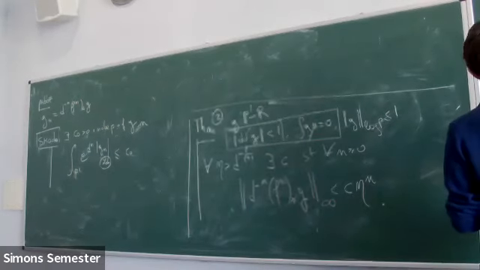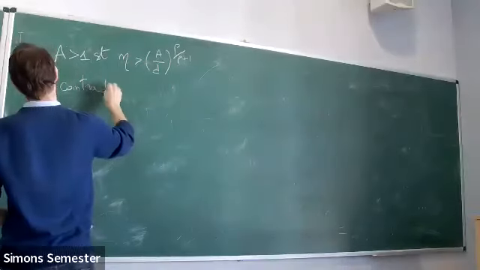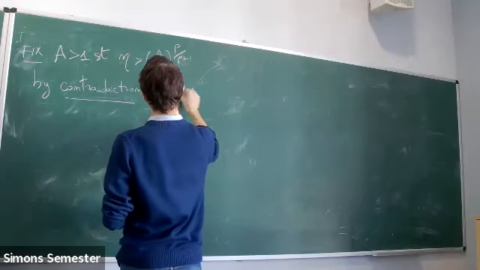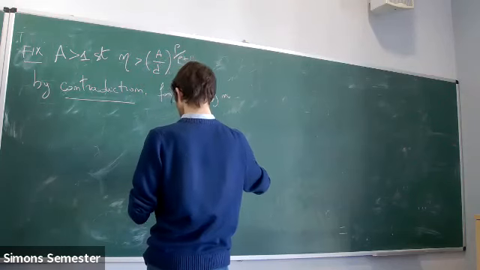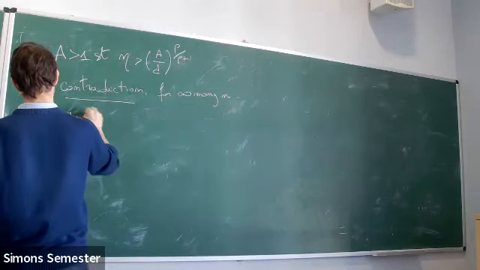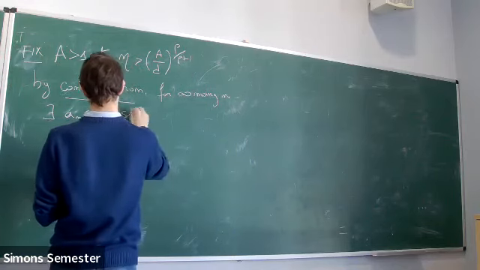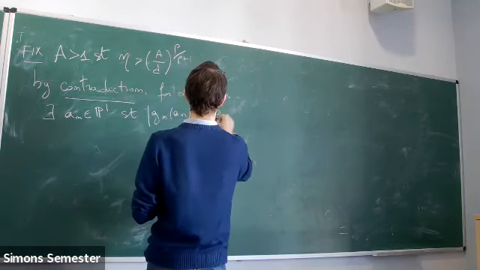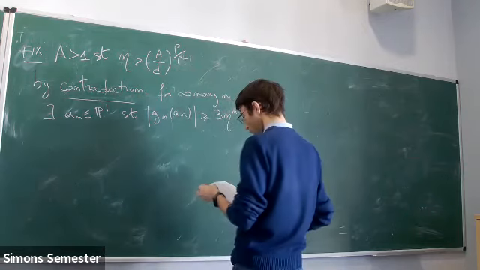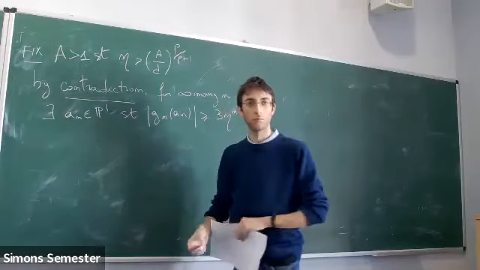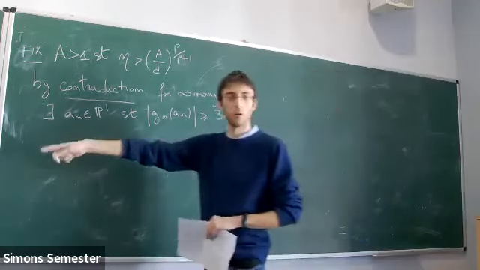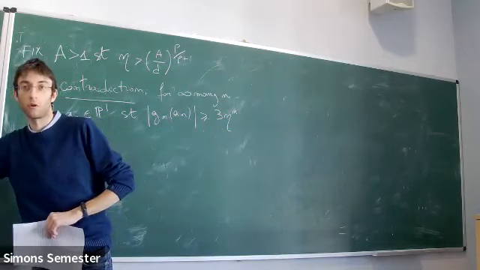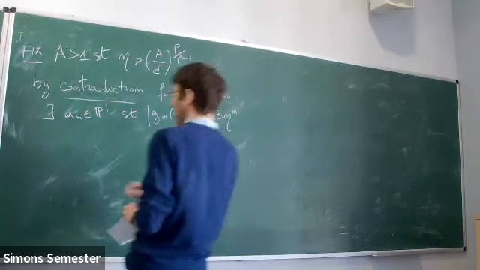Suppose, by contradiction, that for infinitely many n, there exists a_n in P1 such that the modulus of g_n at a_n is larger than 3 eta n. Suppose that I have a g for which it stays more than this. And if I can prove a contradiction, it means that I can beat this one, actually. Let's assume this.